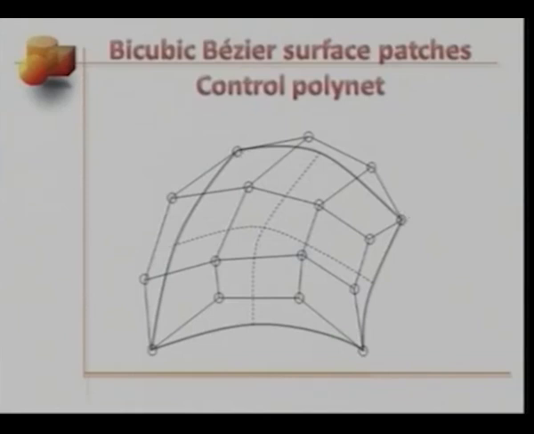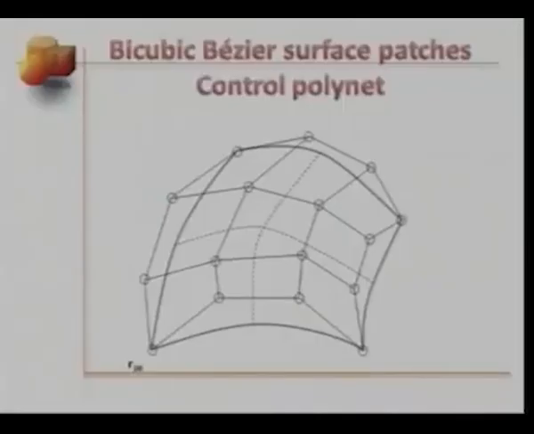This could be boring, but let me go through the nomenclature of these design points again, because as a designer, the order in which these design points are specified can be important. So the first point is R00, R01, R02, R03.